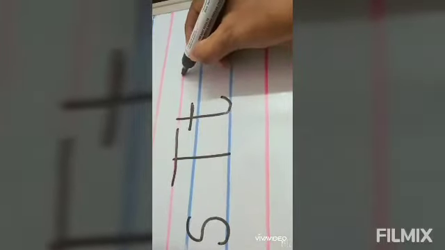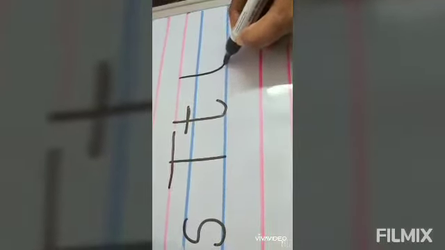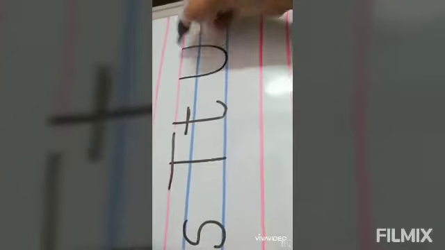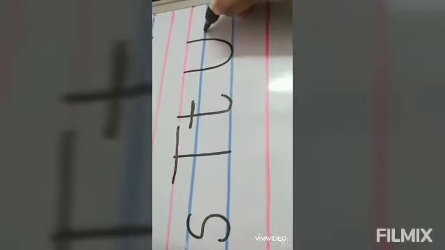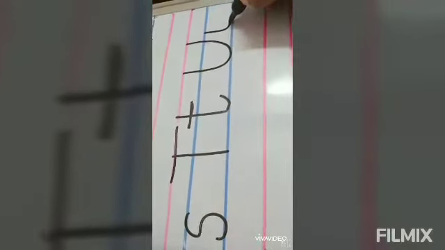So you start from here, up curve. For U, you need to write an up curve. Again now a small u, an up curve and come down with a standing line. U. Now what comes after U? V. So here we'll write V.